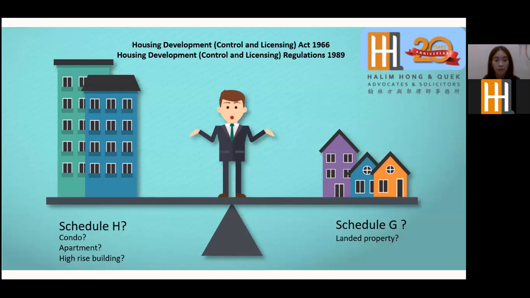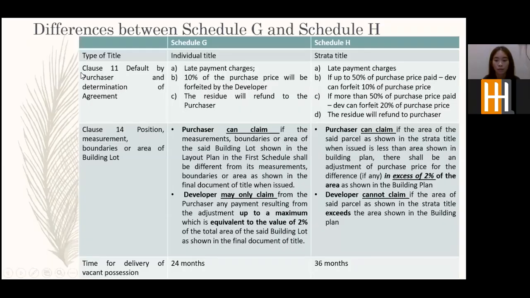So let's see the differences between Schedule G and Schedule H. First, you can see that individual title is for Schedule G, strata title is for Schedule H. And under Clause 11 of HDA, for Schedule G, if there is a default by the purchaser, the developer can terminate the contract and the purchaser has to pay late payment charges, and 10% of the purchase price will be forfeited by the developer.